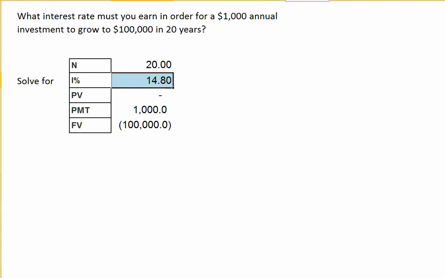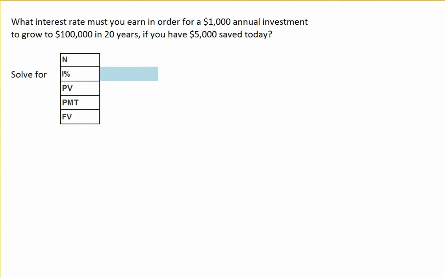annual interest. How would that answer change if we had $5,000 saved or in the account today? Obviously, it wouldn't take quite as high a rate of return. Let's go ahead and assume we want to have, again, $100,000 in 20 years if we've got $5,000 saved today and we're going to make an annual payment of $1,000.